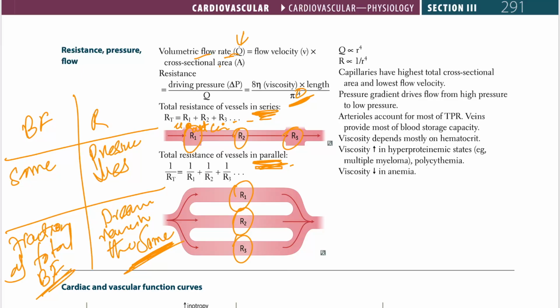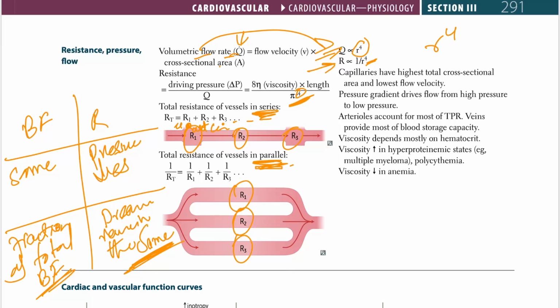But here we have Q, which is the volumetric flow rate, directly proportional to the radius to the power 4, while resistance is proportional to 1 over radius to the 4. So for the capillary, all you have to know is the radius is to the 4. So if you were to change the radius, there's a large change in resistance.